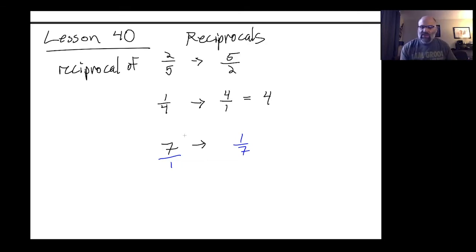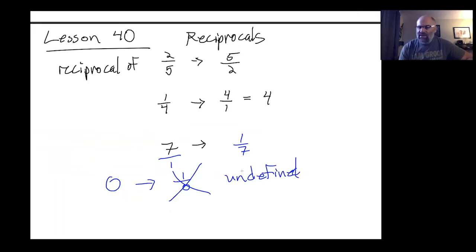Okay. So what's the only number that, oh, I guess, did we talk about this? Maybe not. So 0 doesn't have a reciprocal. Because you cannot divide by 0. No bueno. This is undefined. You can't multiply 0 by anything to get 1. It's impossible. So the answer is undefined. So 0 is the only number that doesn't have a reciprocal. Okay. Now, here's the deal.